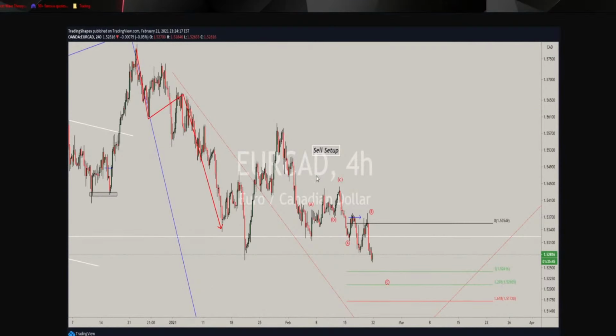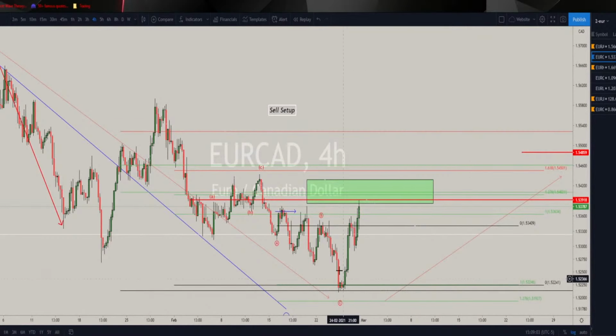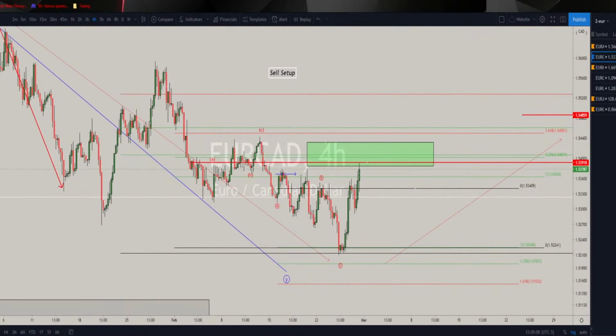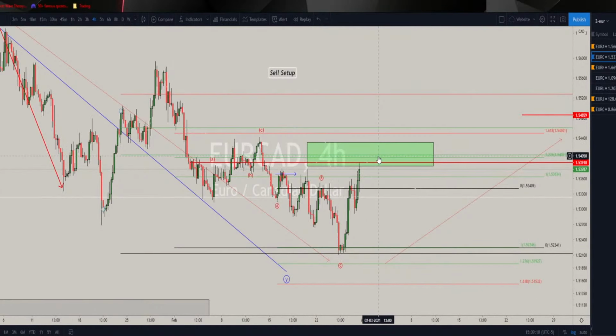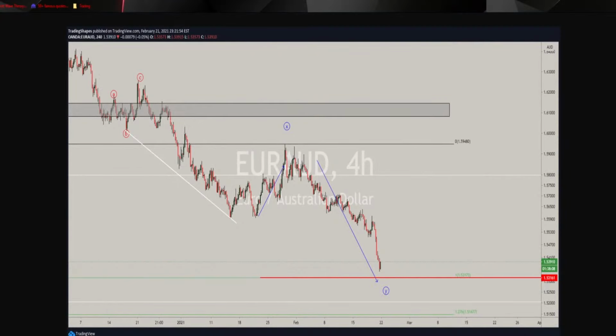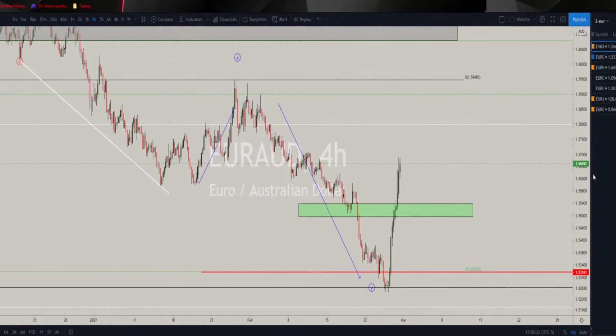Let's move to EuroCAD. EuroCAD, same thing, the end of the identified area and the bounce straight from there. The same thing, if you are short, you should be taking some profit and start moving your stop. If swinging. If you're day trading, you should be trading this bounce from here. We move on to Euro Oz. Same concept all over again.